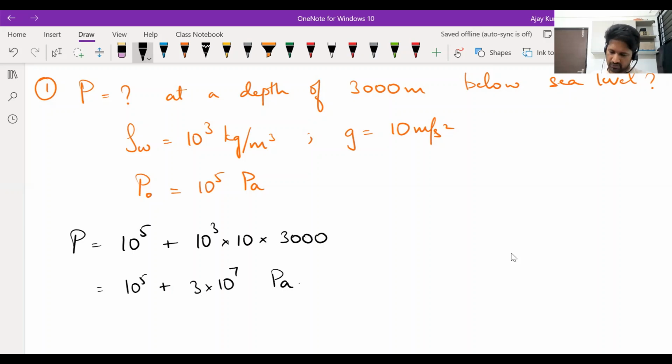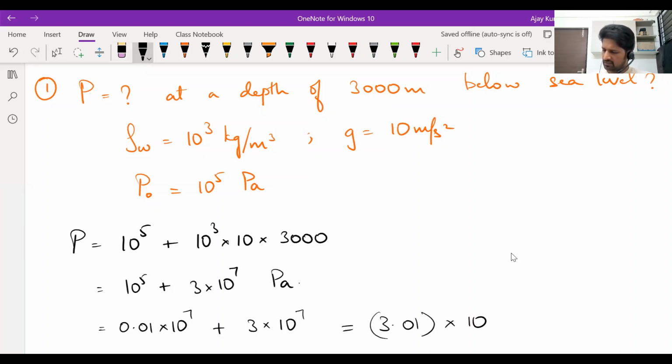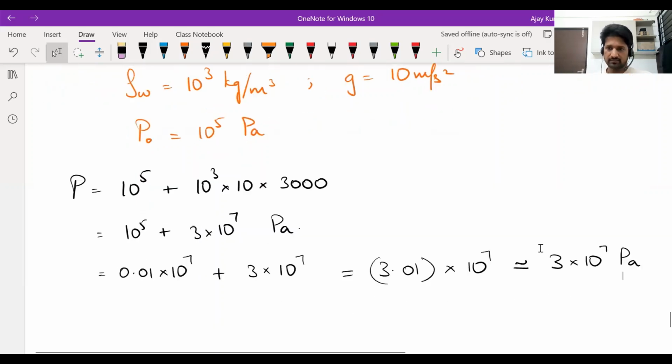Or you can write it this way. 10 power 5 can be taken as 0.01 into 10 power 7. Plus there is another 3 into 10 power 7. Effectively, the answer will be 3.01 into 10 power 7. It's okay even if you just write it as 3 into 10 power 7 pascals. But understand how high a pressure this is. Okay. Atmospheric pressure is 10 power 5 pascals. This is 300 times of that.